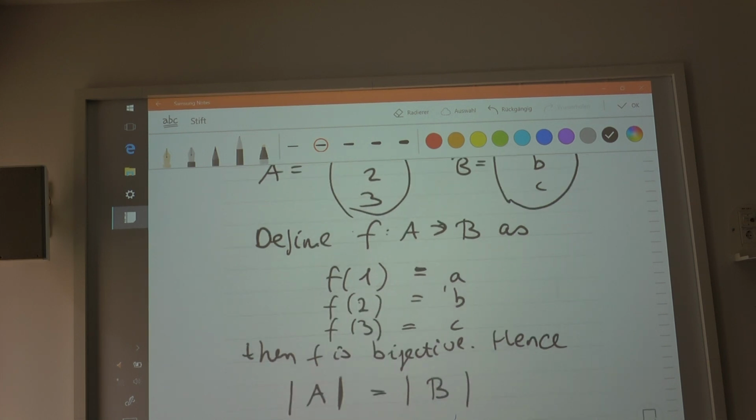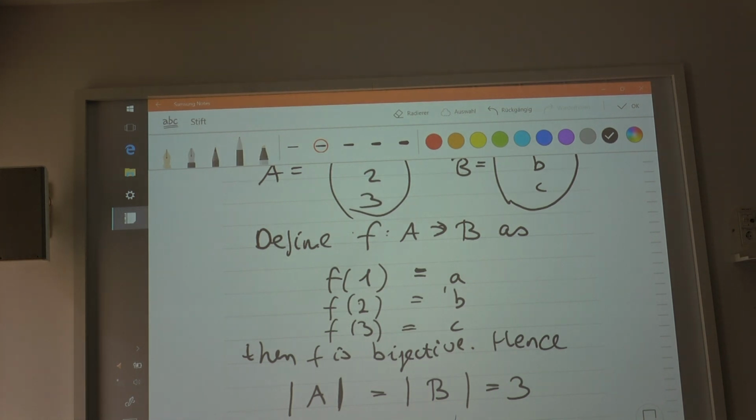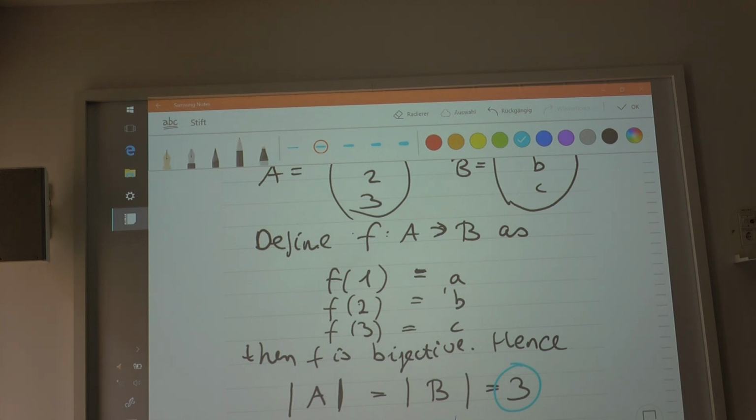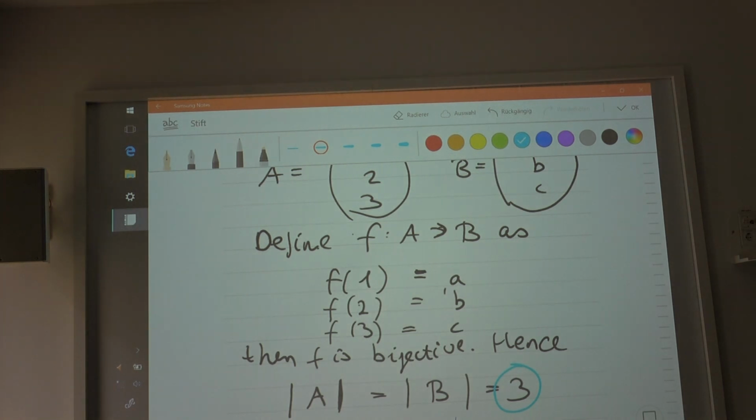Basically, the number of elements each set has is 3, and this is the cardinality of the sets. And in this case, the number 3 is called the cardinal number. So these are cardinal numbers. We assign so-called cardinal numbers, which refer to the number of elements a set has.